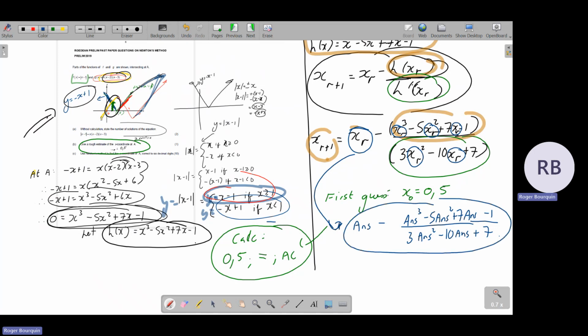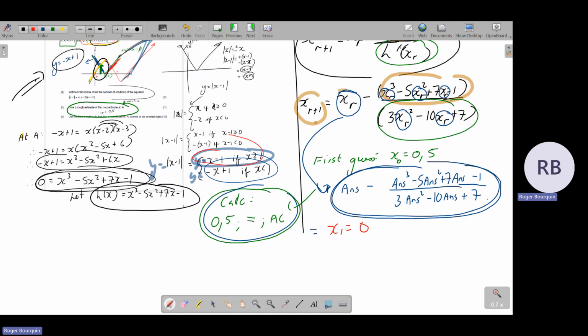So after you've entered 0.5, press equals, clear your screen. You're now going to enter this exactly on your calculator and then press equals. If you've done it correctly, you should get x1 is equal to 0. That basically means that your first tangent would give you an x-intercept of 0. 0 is a legitimate answer.